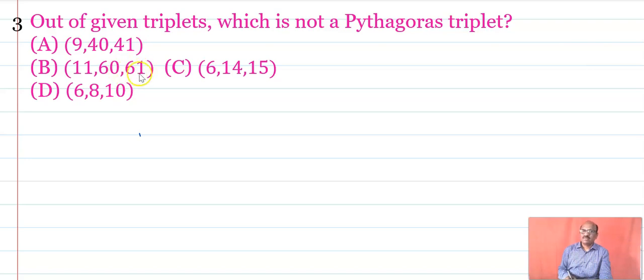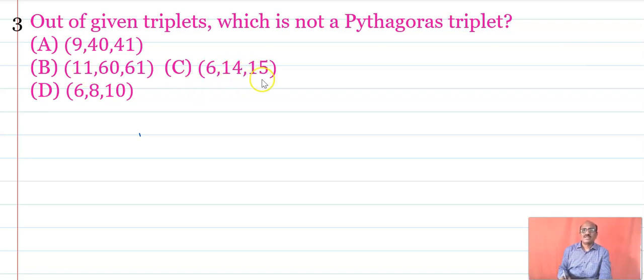Again this is also a triplet. That is 11, 60 and 61. 61 square is 3721, that is equal to 3600 plus 121. This is also a triplet. What about here? This is not the triplet.